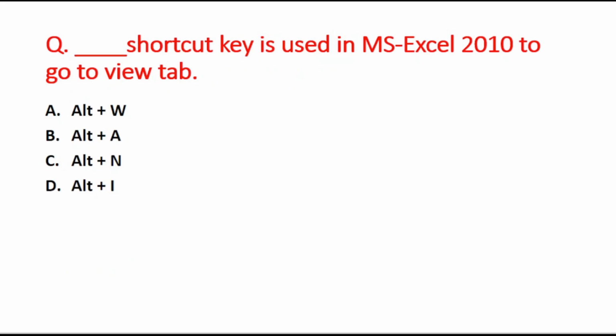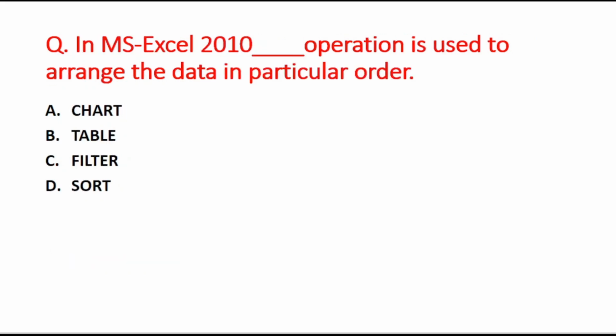Next is, blank shortcut key is used in MS Excel 2010 to go to the View tab. Your A option is Alt plus W, B option is Alt plus A, C option is Alt plus N shortcut key, and D is Alt plus I. So the right answer is option A, that is Alt plus W. Next is, in MS Excel 2010, blank operation is used to arrange the data in a particular order. A option is chart, B option is table, C option is filter, and D option is sort. The right answer is option D, that is sort operation.